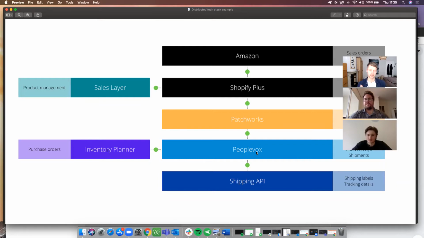And then, in addition to that, you might plug Amazon into Shopify. The final one being shipping. Again, this is a specialist area. You're going to need a way to connect your warehouse system, or whatever you use, to print the shipping labels.